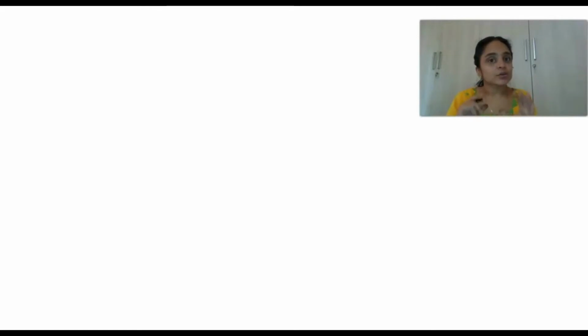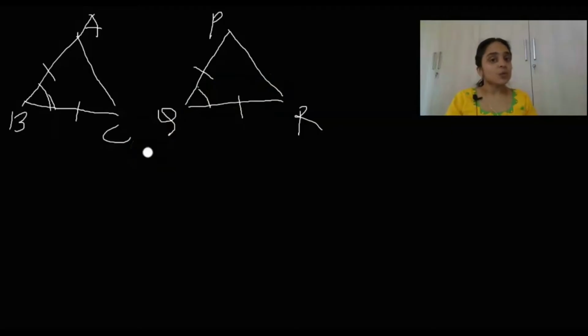For triangles to be congruent, the corresponding three sides should be equal and the corresponding angles should be equal. For that, there are different rules which we can use to prove that triangles are congruent. The first rule that we are going to learn is the SAS congruence rule. What is meant by the SAS congruence rule? We'll see.